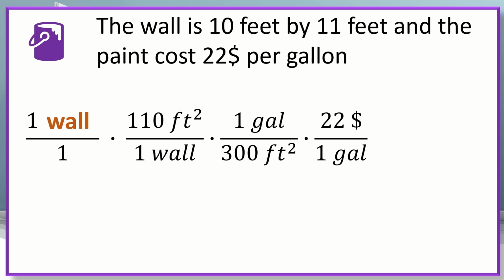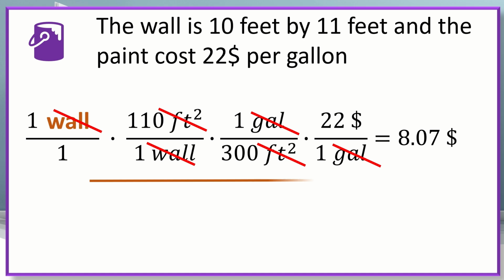I do a final check here. Wall cancels, feet cancels, gallons cancel. I'll be left with only the cost left, measured in dollars. That gets me $8.07. And now I've completed my journey from talking about the wall to talking about the cost.